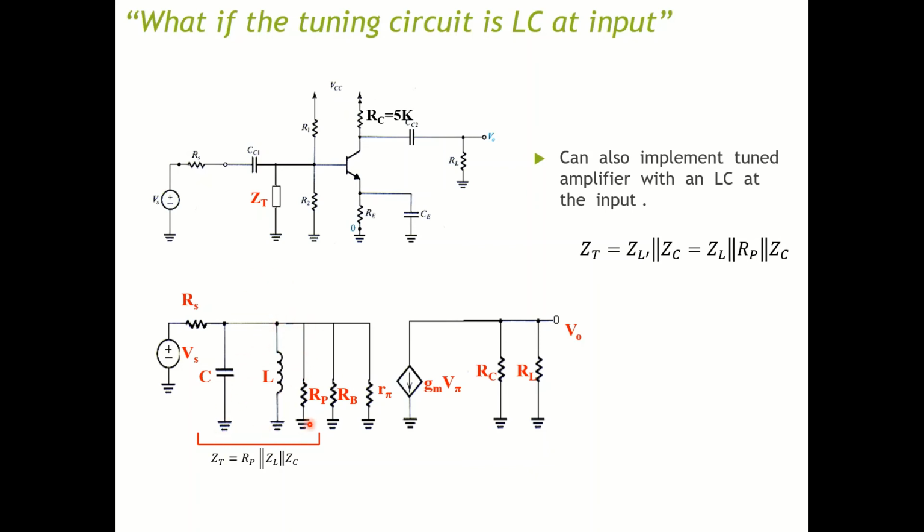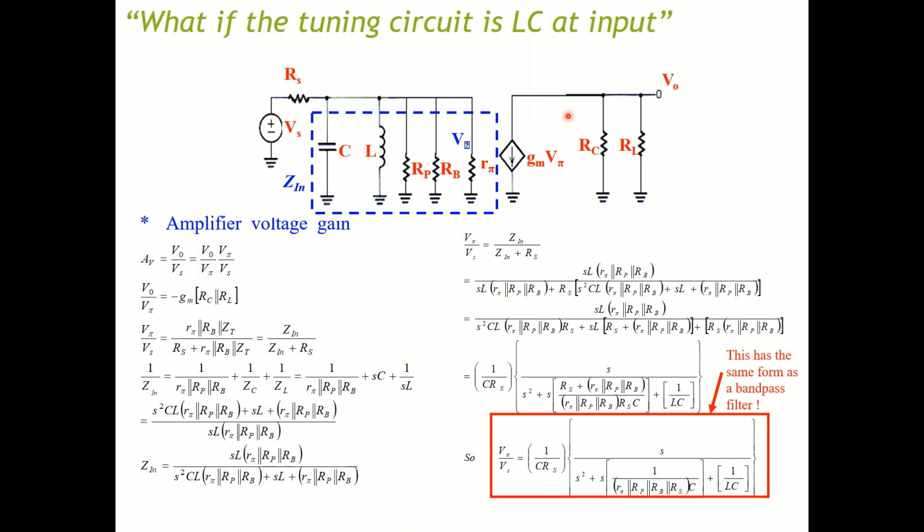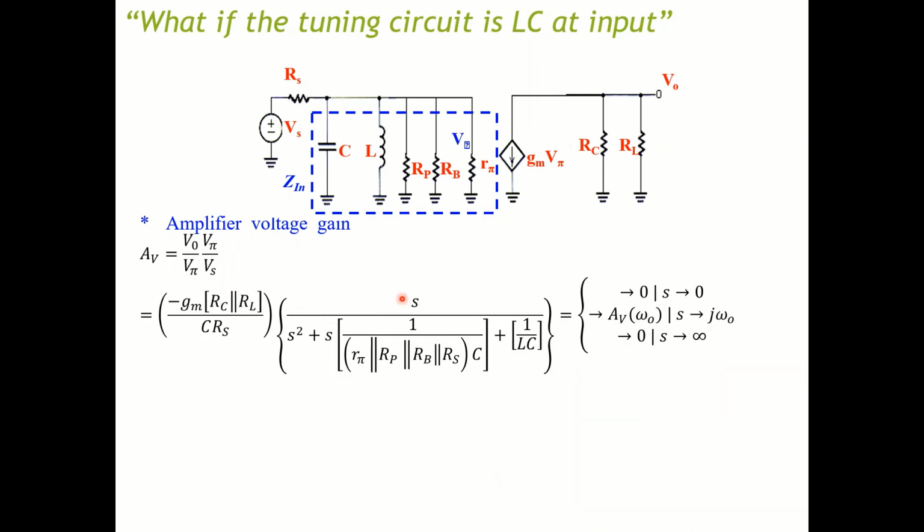For the L component, you want to break it down into L and RP, which is the parallel equivalent of the serial resistance of the inductor. So to get the voltage gain, you do the same thing as previously. I'm just going to skip through all of this. You go through all this math, you have some equation, you write that equation, and now you do some analysis on the final form of AV.